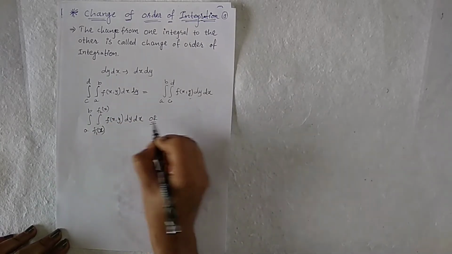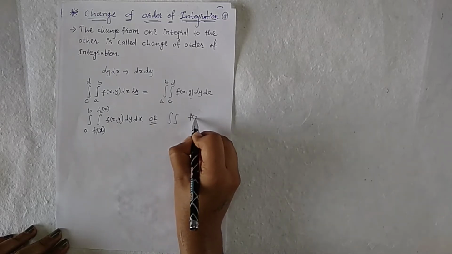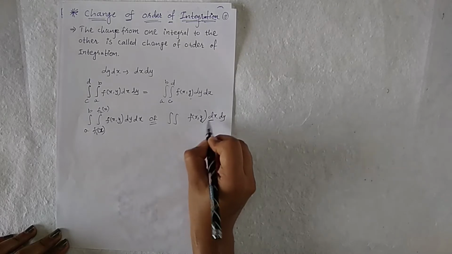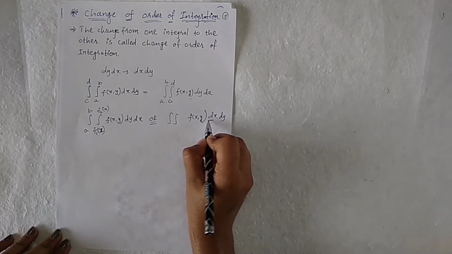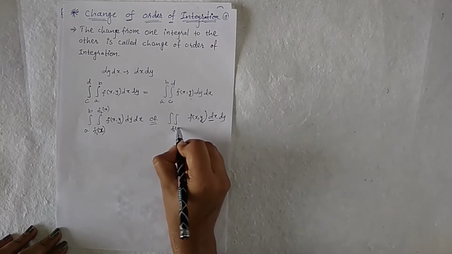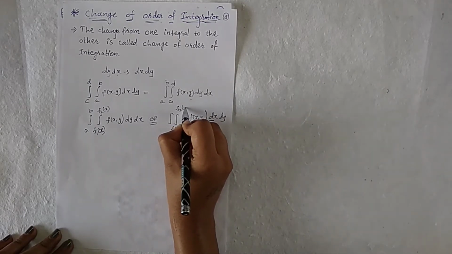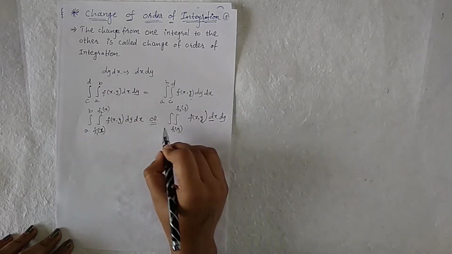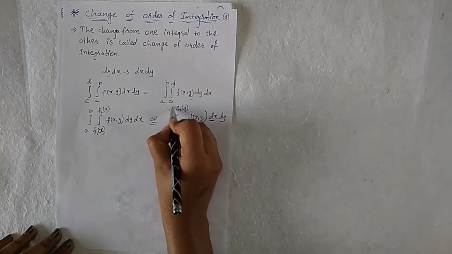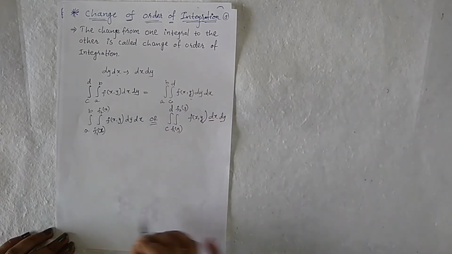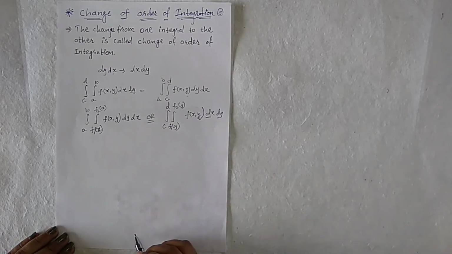Or the double integration of f of x y dx dy. First we are integrating with respect to x, and the limits are variable. Suppose the lower limit is f1 of y and the upper limit is f2 of y, and with respect to y the limit is constant, c to d. Let us see in an example how it works.